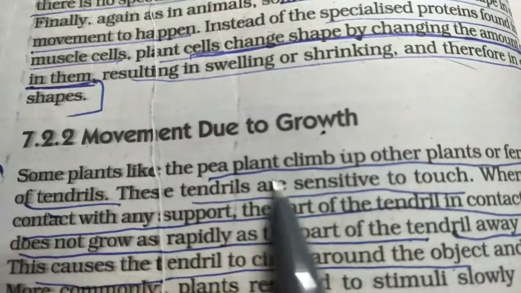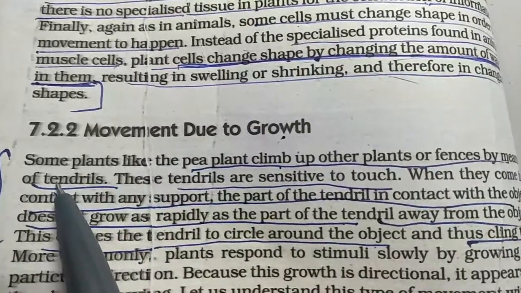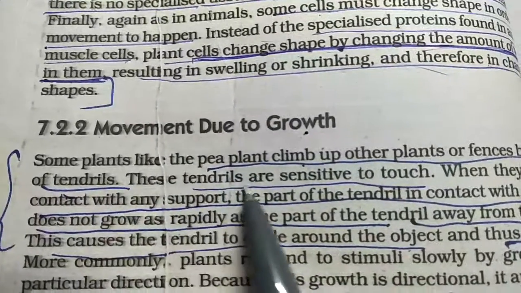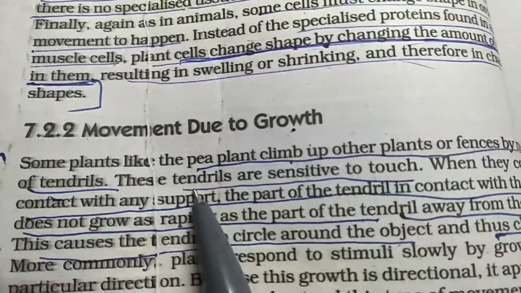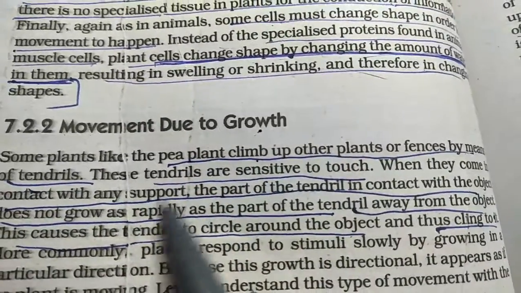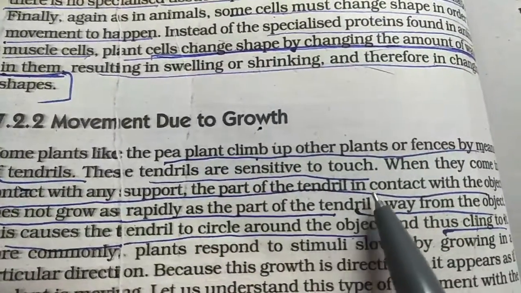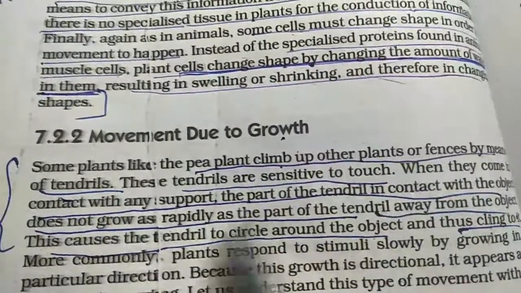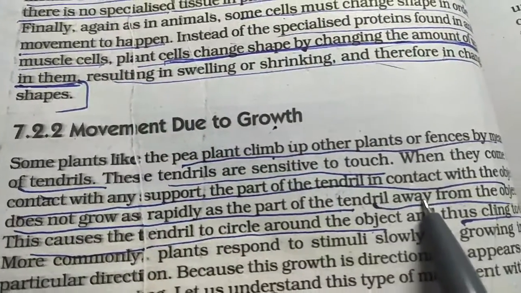Now we have a pea plant which is a climber. This plant climbs with the help of tendrils. These tendrils are sensitive to touch, so anything touches them they respond. Now how do they respond? When they come in contact with any support, the part of the tendril which is in the contact does not grow as rapidly as the other part which is away from the tendril.